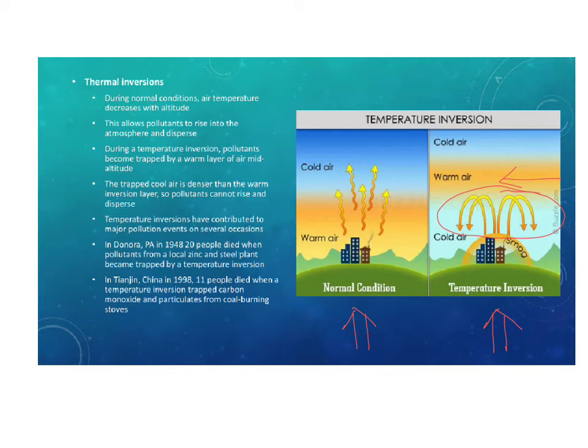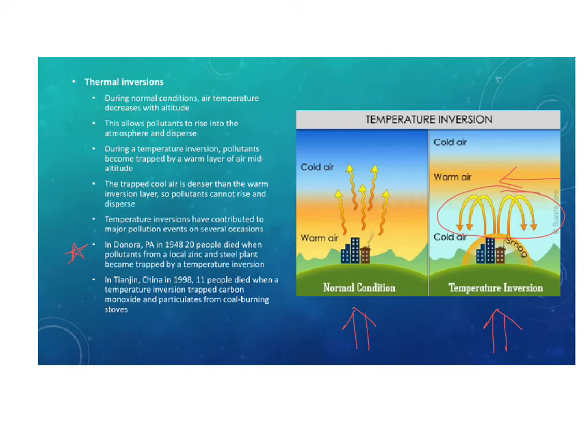Temperature inversions have contributed to several major pollution events. And when I say a pollution event, that's usually an event that traps pollutants for a number of days and then causes lots of illnesses and, in some cases, death. So the most famous one here in the United States is Donora, Pennsylvania. There is a book on my bookshelf that details what happened. They called this the killer fog.